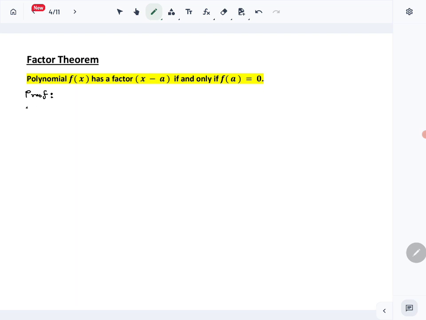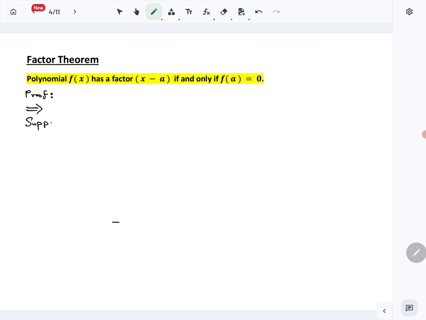We'll go in this direction first. Our assumption is what? f(x) has a factor x minus a. Then we have to show what? f of a is equal to 0. That means a is a zero of the polynomial. Let's show that.